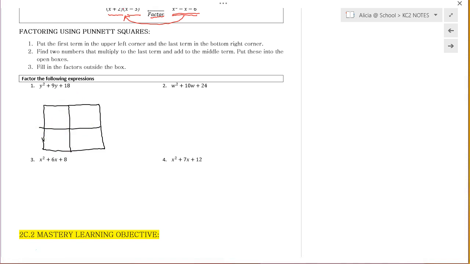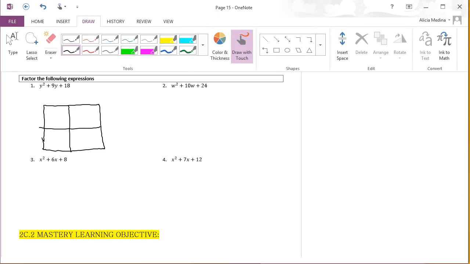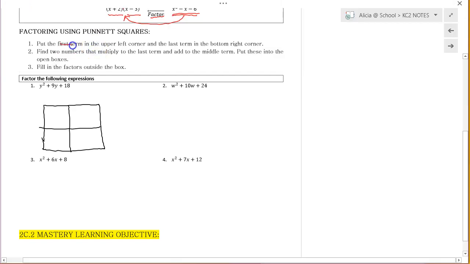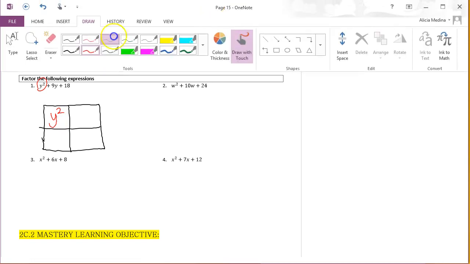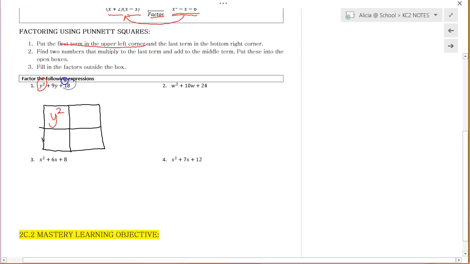And then it says put the first term in the upper left corner. So my first term is y squared. And then the last term in the bottom right corner. So I use the last term right there, which is a positive 18.